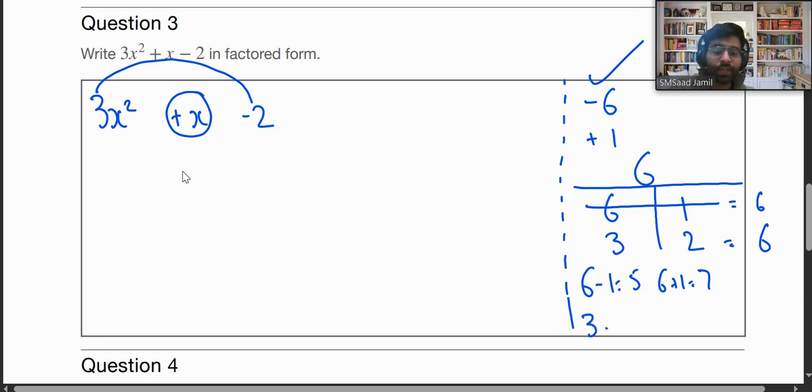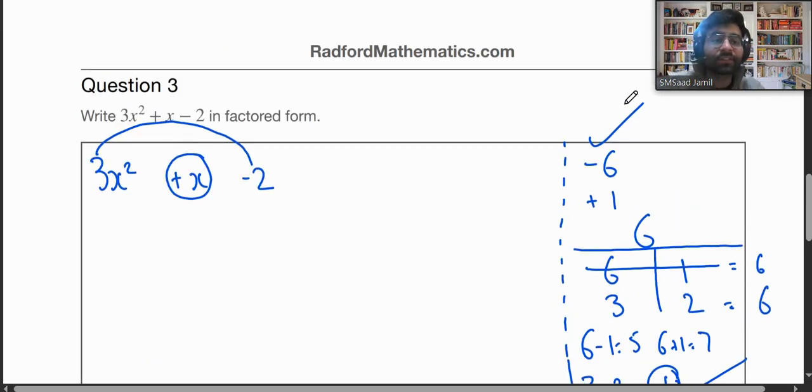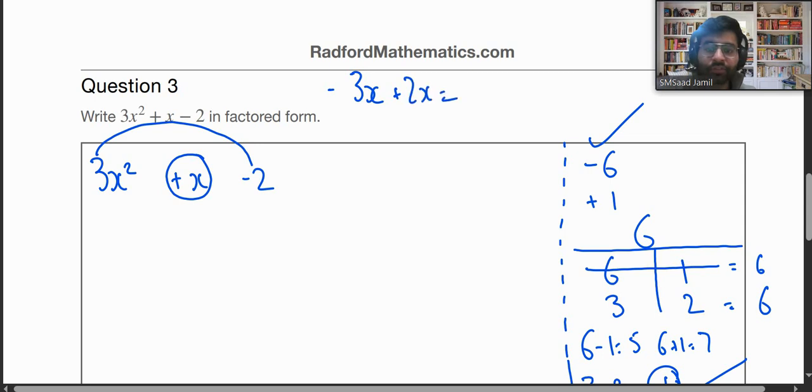But if I do 3 minus 2, I get 1. Which means the two numbers I will choose are 3 and 2, because 3 multiplied by 2 is 6 and 3 minus 2 is 1. Now, the important thing is which sign you choose. Look, if I choose -3x + 2x, this is wrong, because it will give me -x. I don't want -x, I want +x. So I will choose 3x - 2x, it will give me +1x. 3 multiplied by -2 is negative 6. So I met both the conditions.